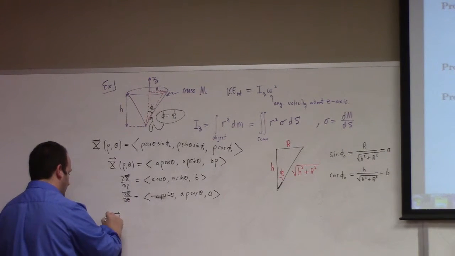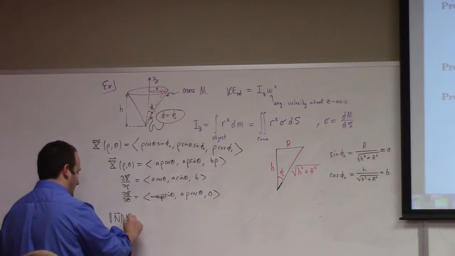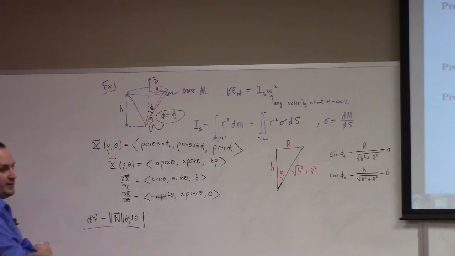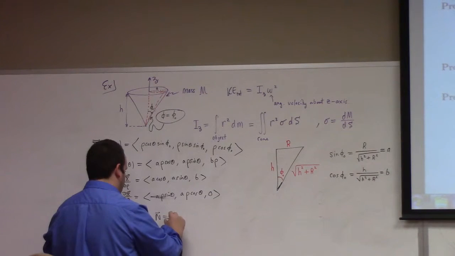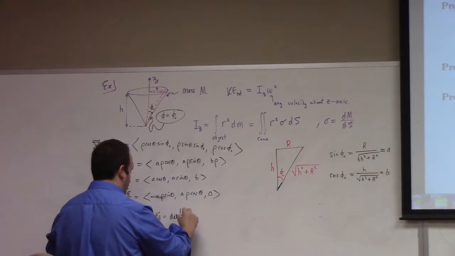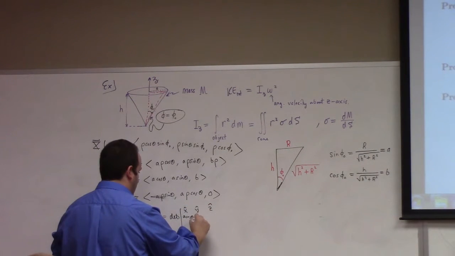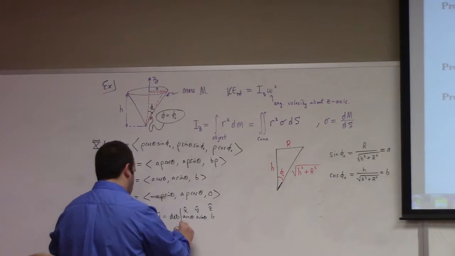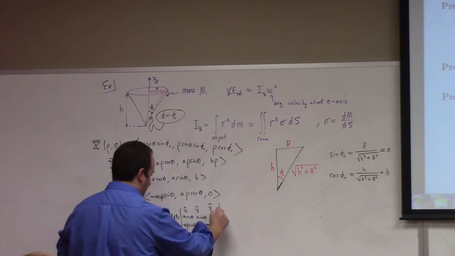Because remember, the magnitude of the normal is what? This times d rho d theta, this is dS, right? So I want to calculate the normal vector field so that I can figure out what dS is, right? So the normal would be the determinant of x hat, y hat, z hat, a cosine theta, a sine theta, b, minus a rho sine theta, a rho cosine theta, 0.